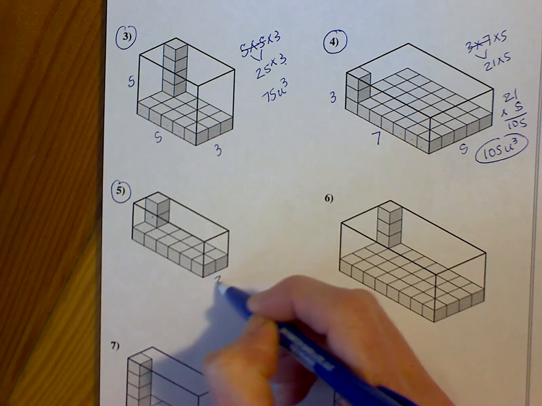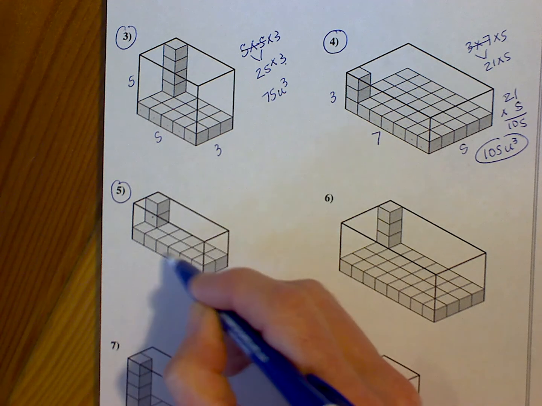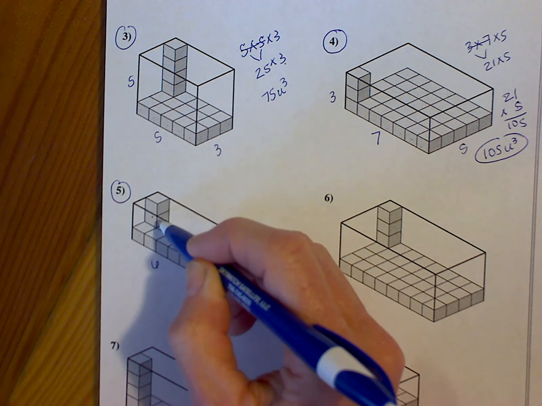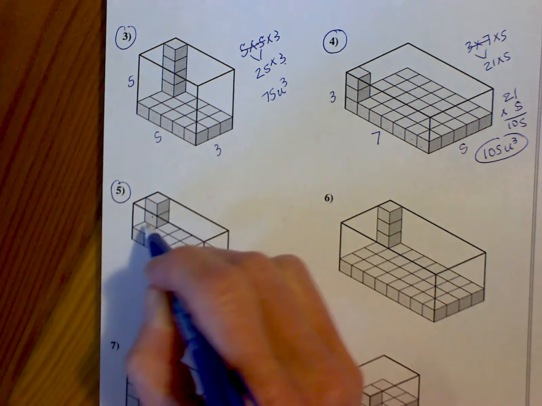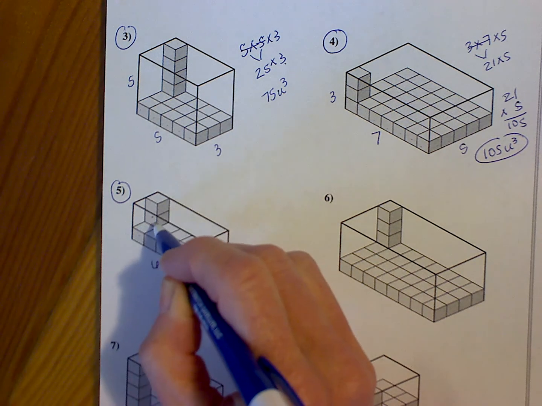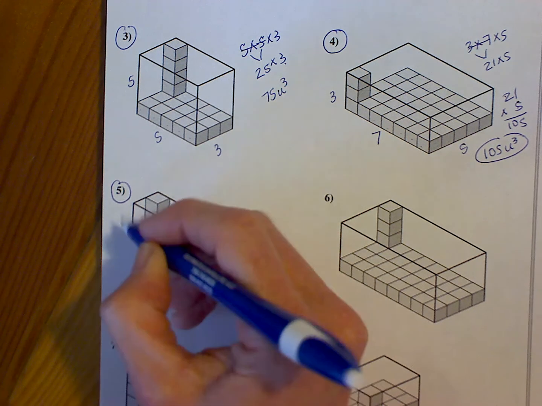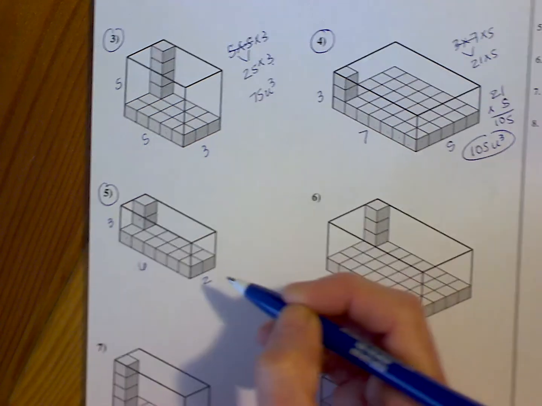So we have 2, and then 1, 2, 3, 4, 5, 6. 2 that we can see. We know they're not floating in the air. There's one hidden box up underneath there. So 2 that we can see plus the 1 invisible box gives us the up and down of 3.